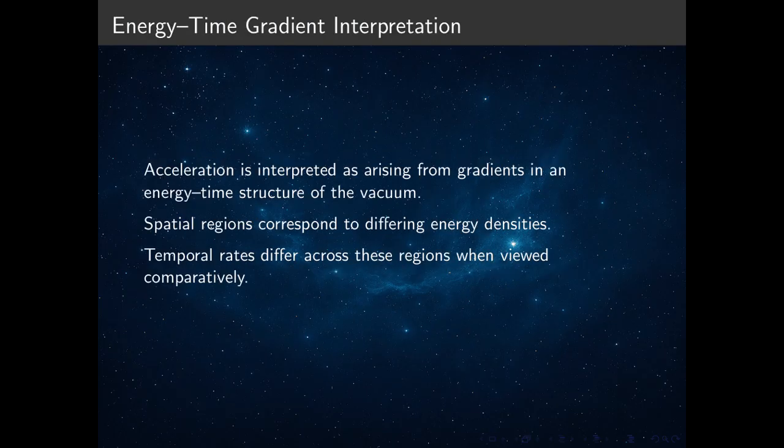Energy-time gradients and vacuum structure. A central feature of this framework is the interpretation of acceleration as arising from gradients in an underlying energy-time structure associated with the vacuum. Differences between spatial regions correspond to differences in effective energy density and, when compared across reference frames, to differences in the rate of temporal progression.